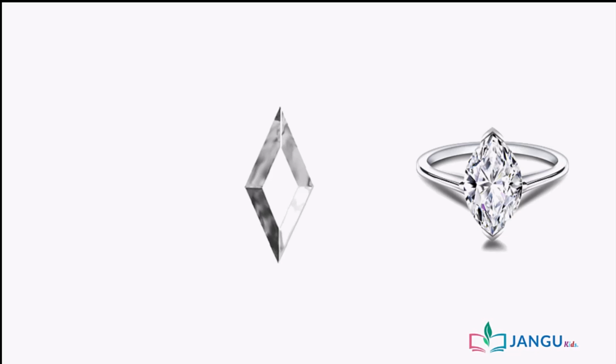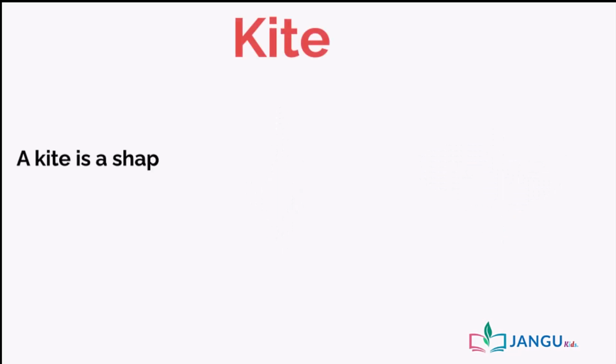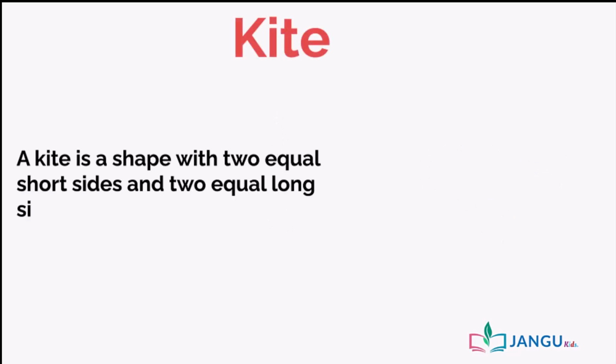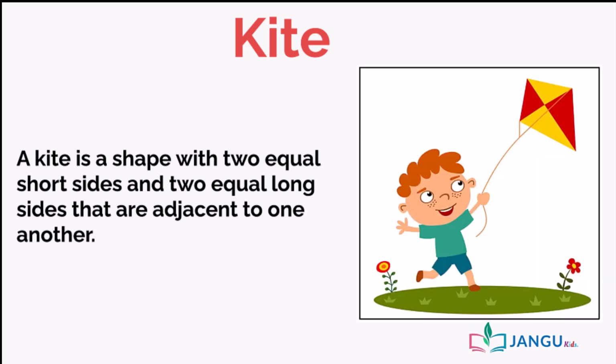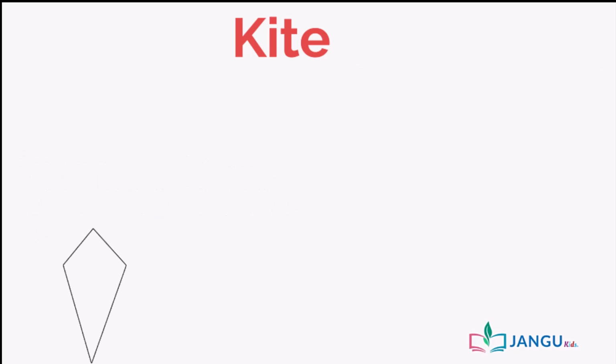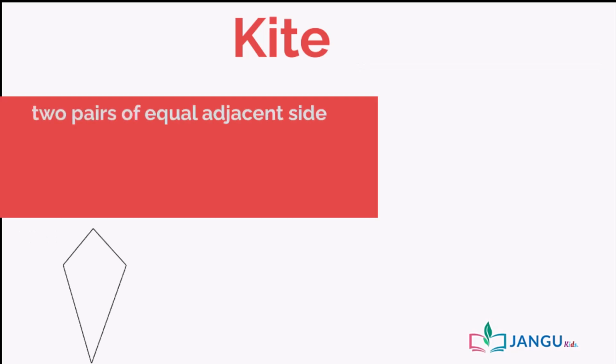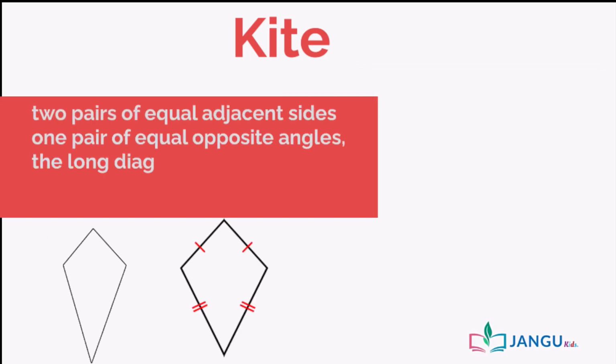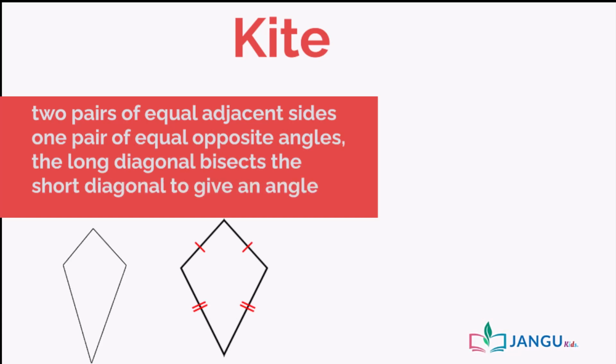The last kind of parallelograms we will learn about today is a kite. A kite is a shape with two equal short sides and two equal long sides that are adjacent to one another. It is a parallelogram because it has two pairs of equal adjacent sides and one pair of equal opposite angles, and the long diagonal bisects the short diagonal to give an angle.